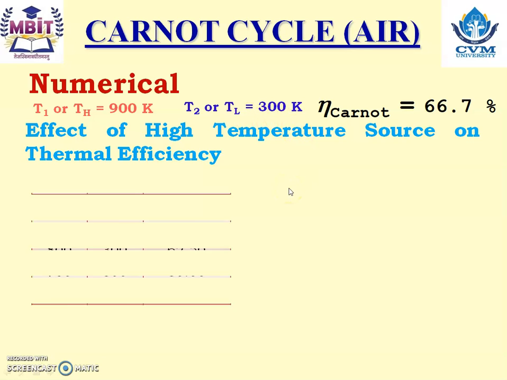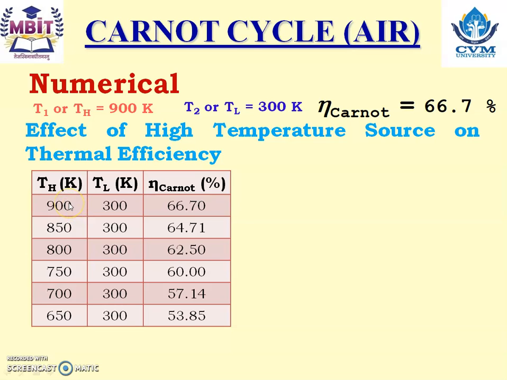So now let us calculate. If TH is 900, it will be 66.7, which we have already derived. If we reduce the heat source temperature to 850, at the same TL, we get the efficiency of Carnot cycle as 64.71. If we reduce it again to 800, we get the efficiency of 62.50%. If we reduce it again, it will be 60%.